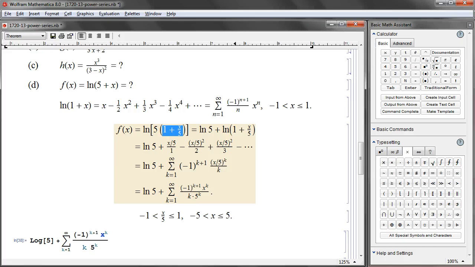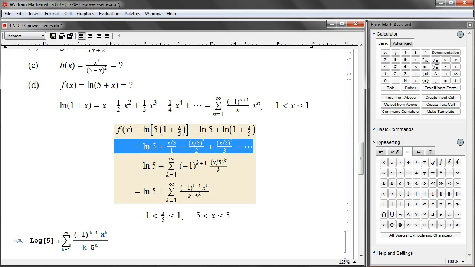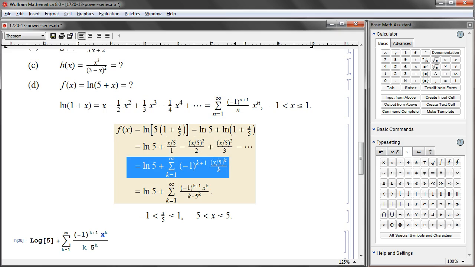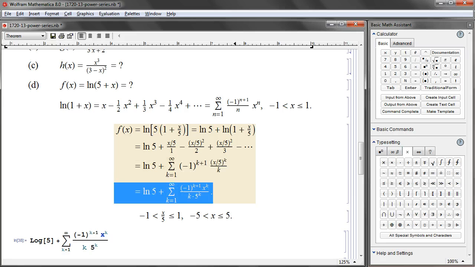And then we apply the log rule. Log of 5 plus log of 1 plus x over 5. And then everything is easy. Just replace x by x over 5 in this formula over here, all these. And that's what you're going to get in the second line. And sigma notation of that will be the third line. And then after some simplification, we get the fourth line.